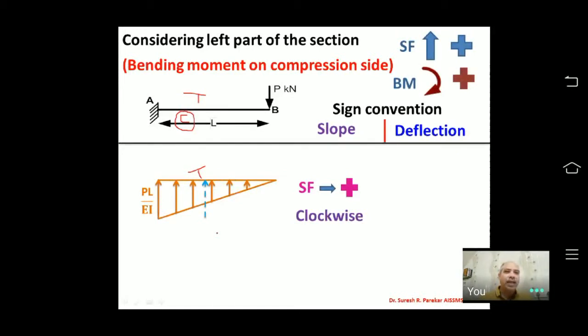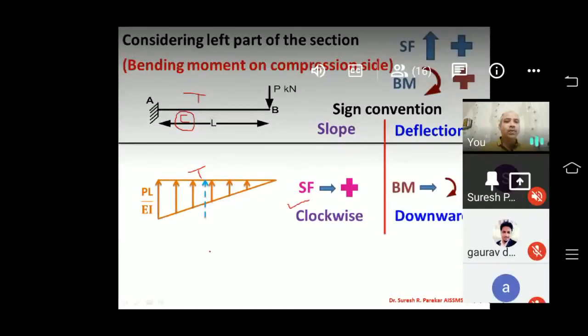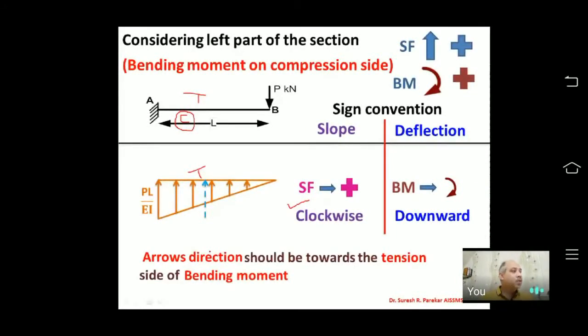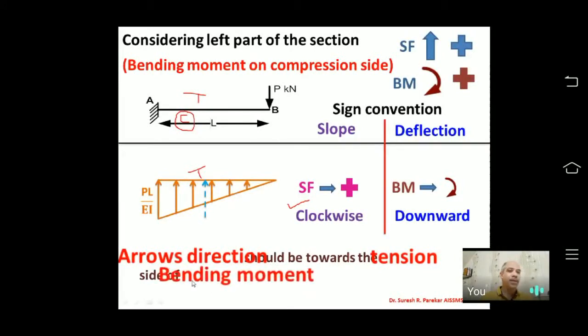So sign convention plays a very important role. We have a bending moment that is downward, and a clockwise bending moment. Now we can see the arrow's direction should be towards the tension side of the bending moment. So now you can see I made it: the arrow's direction should be towards the tension side of what? Bending moment. So these three terms play a very important role while solving problems of the conjugate beam method.